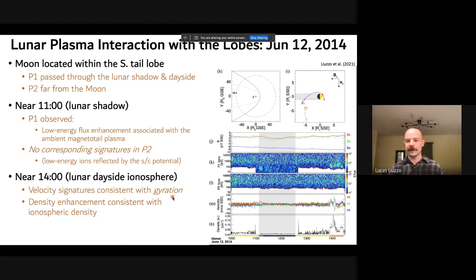We can then look at the next day, this day in June, where the moon was also located in the magnetotail lobes. And you see, compared to the October day, the ambient plasma environment was even more tenuous, associated with lower instrument counts, lower densities. This was a really, really quiet day in Earth's magnetotail for the moon to be exposed to this plasma.